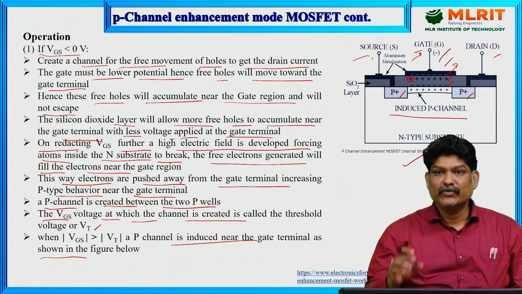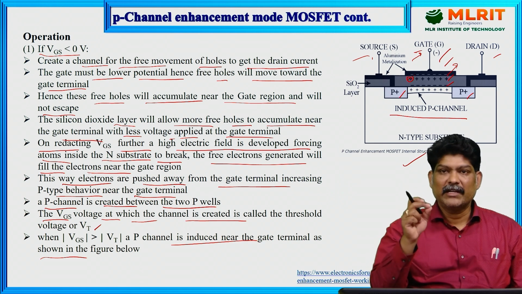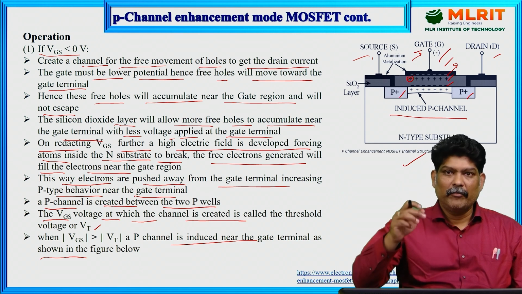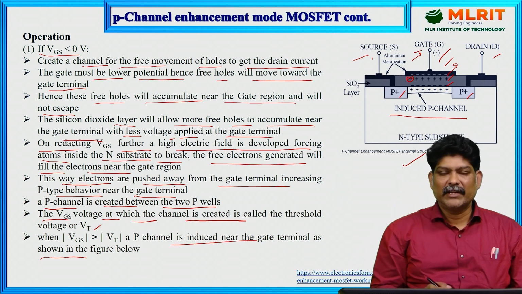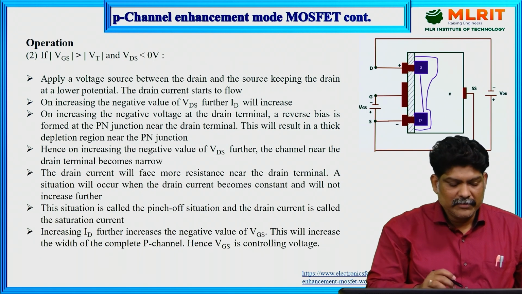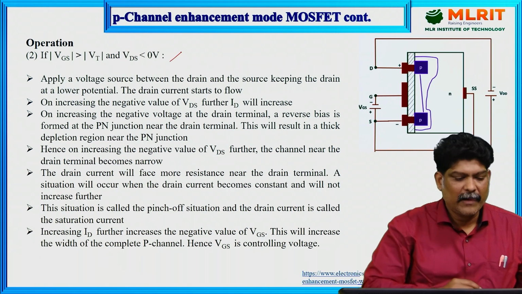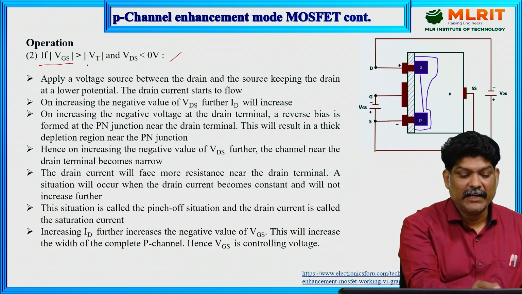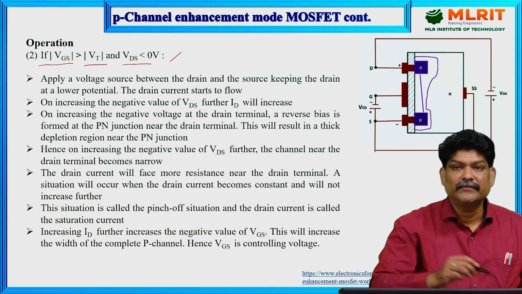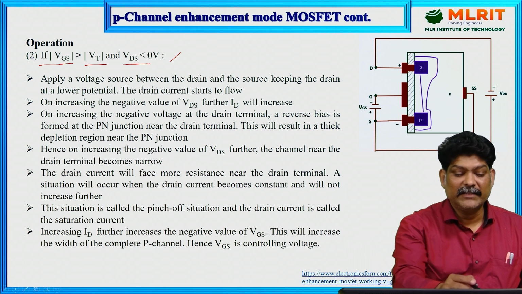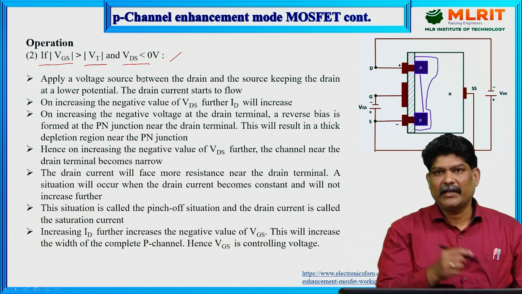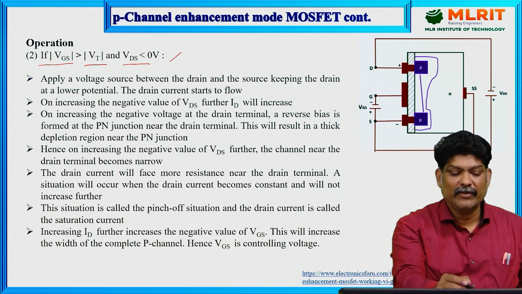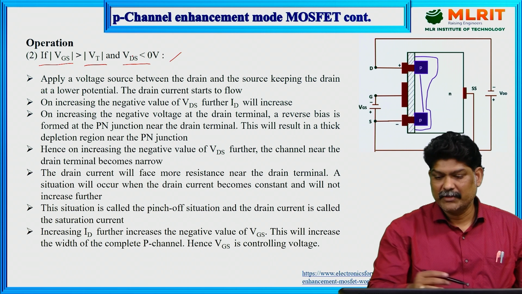We first have to create the channel, and in that way we are able to generate the drain current, ID. Coming to the next case, if VGS is greater than VT and we apply some external voltage, that is VDS less than 0, we have to apply a minimum voltage between drain and source, across this.